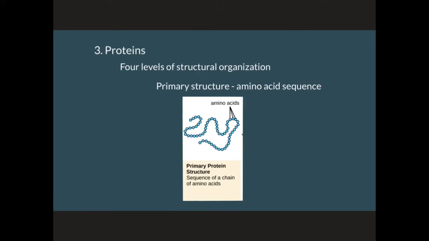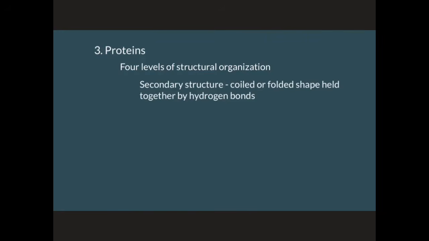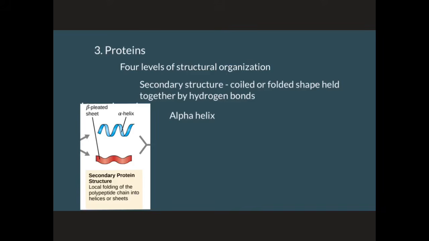The secondary structure of proteins is the coiled or folded shape that is held together by hydrogen bonds. Hydrogen bonds form between slightly negative carbon to oxygen double bonds and slightly positive nitrogen to hydrogen groups. The most common secondary structures are the alpha helix, which is a spring-like shape, and the beta helix, which is a pleated ribbon-like shape.